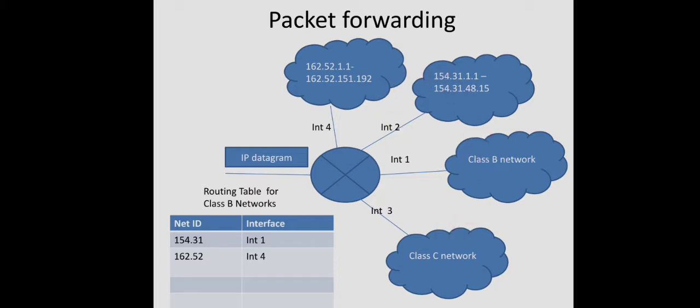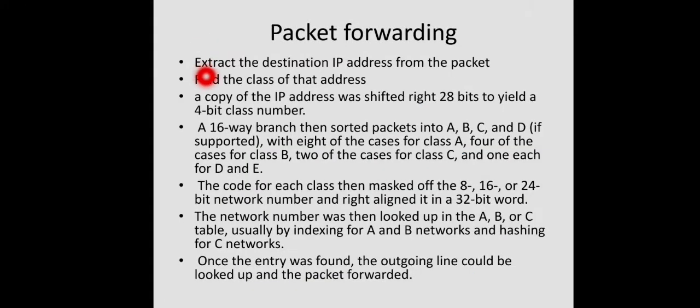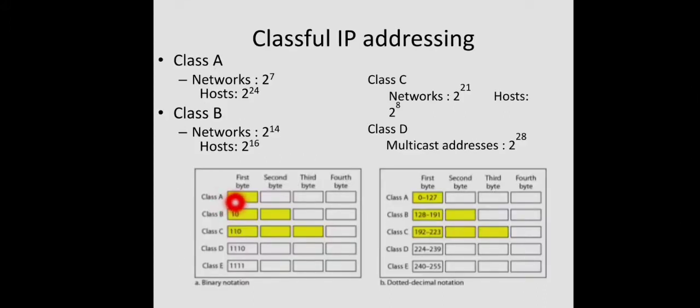Let us see how the steps proceed in general, then we will see an example. First step is to extract the destination IP address from the packet. Then the next step is to find the class of that address. How will you find the class of an address? Definitely by seeing the first or highermost few bits, say 4 bits. You remember the corresponding pattern, right? If the first bit in the first byte, that is the highermost bit, is 0, that means class A address. Then if the highermost 2 bits are 10, it is a class B address. Like that, by checking the pattern, we can find out the class of an address.